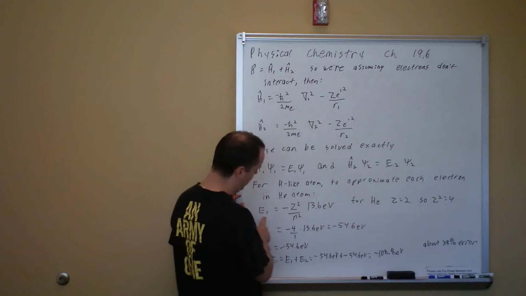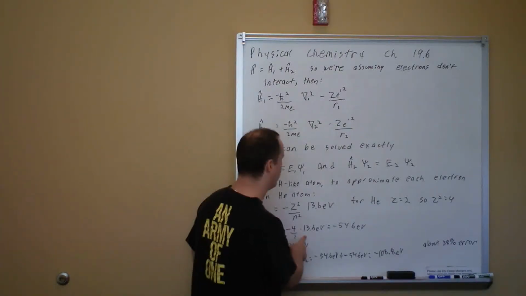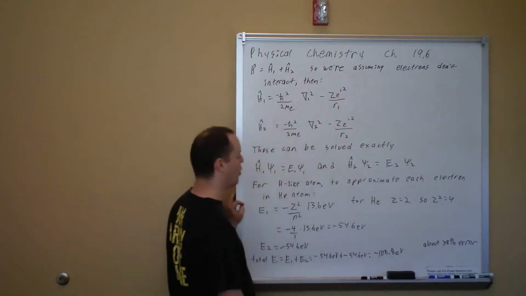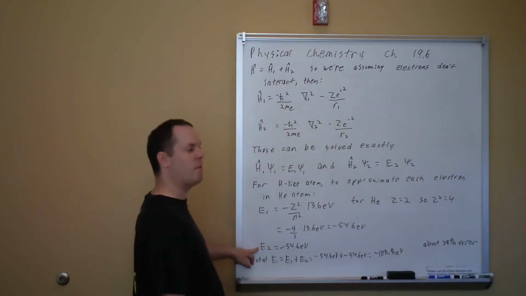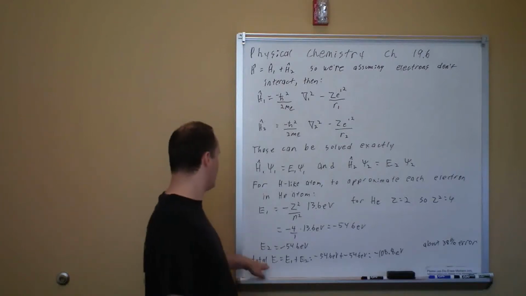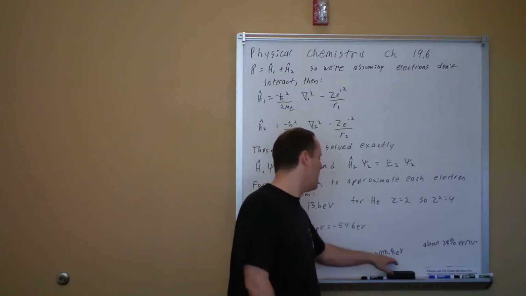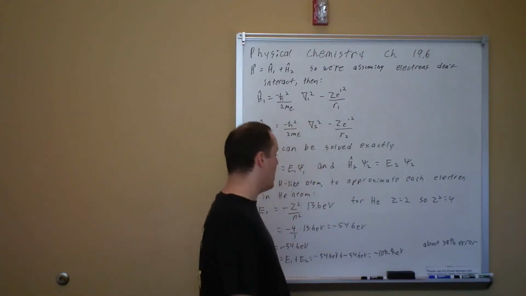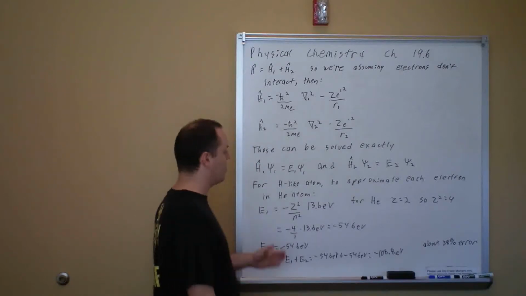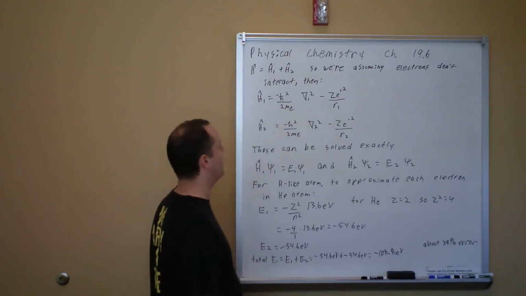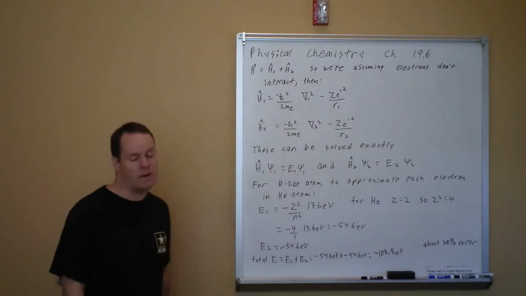So the energy level for electron 1 is going to be minus 4 over 1 times 13.6 electron volts, which is minus 54.4 electron volts. And then electron 2 will have the exact same amount. They're both identical. So the total energy is just going to be the sum of those two, which is minus 108.8 electron volts. Now the sad part is that's about 38% error, which is obviously gigantic. I don't even think that's one significant digit. So that's pretty big error.